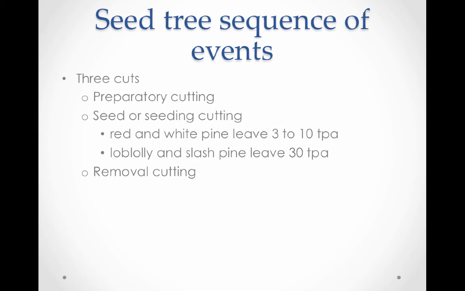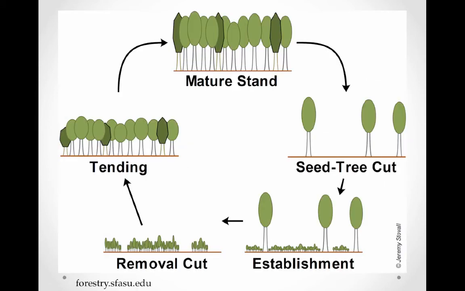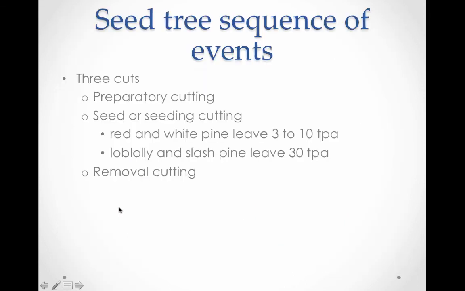So, the seed tree sequence of events. Again, we can do 3 cuts. And in the previous example, we see this is done in only 2 cuts. So that first cut is optional. In this example, we go from that seed tree cut to the removal cut. There is no preparatory cut. But we can do a preparatory cut, again, to make sure we're getting the stand wind firm and prepared.